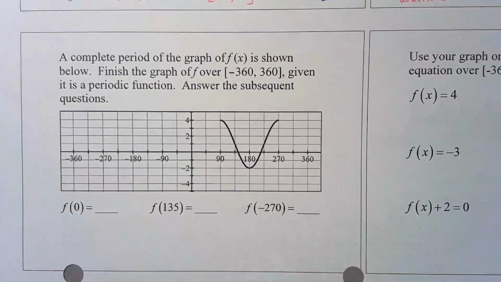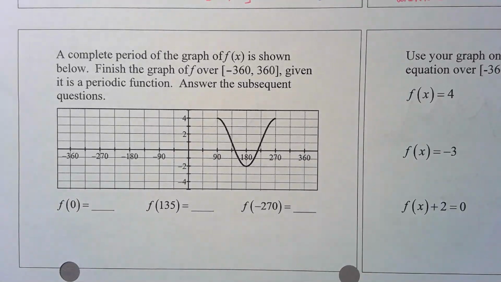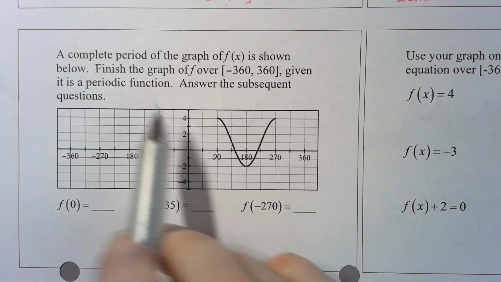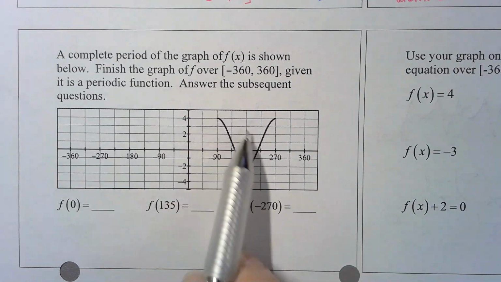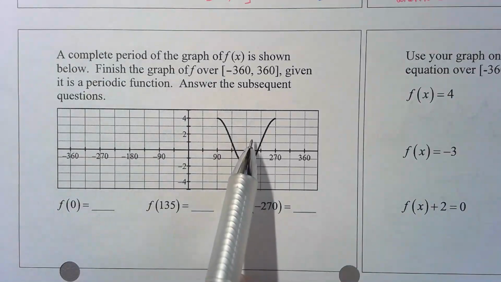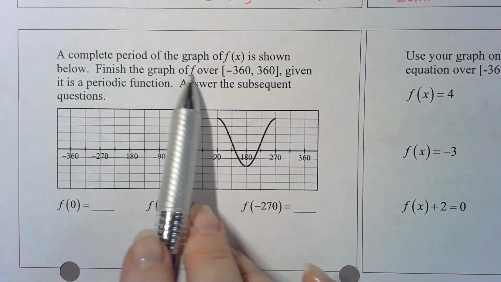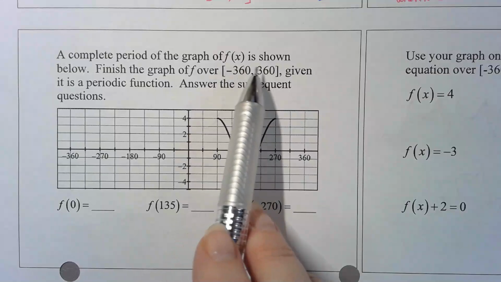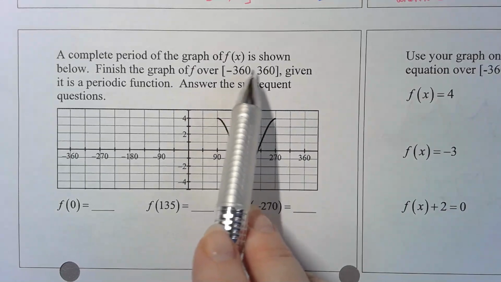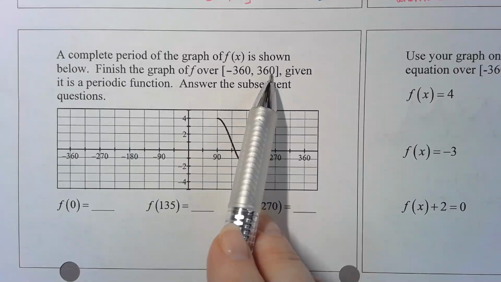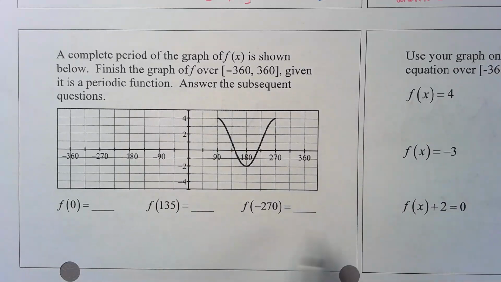Okay, good. All right, let's do the same thing with this next one. Definitely change the scale on the axis. But same idea. Here's a portion of the graph of f. It's a complete period of a periodic graph. I want us to finish the graph from negative 360 to 360. That sounds familiar, thinking about the unit circle. And then we'll answer any of the questions that we have.